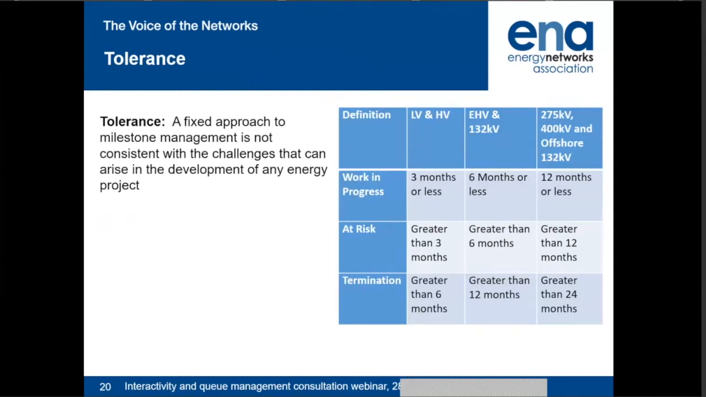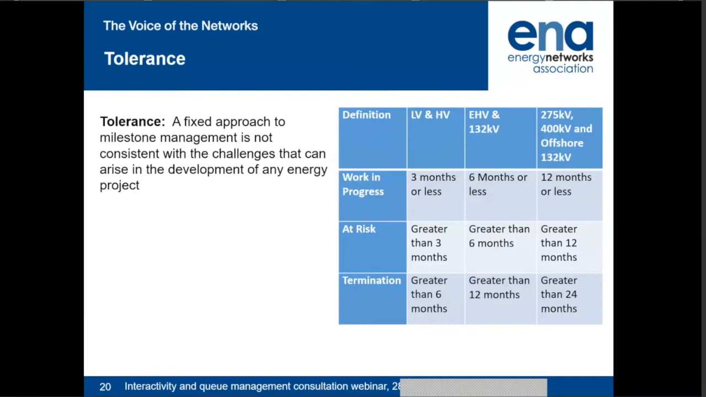On the left-hand corner there, you'll see there are 3 categories of tolerance: work in progress, at risk, and termination. Along the top row, you've got the level of connection from LV and HV customers through to 275, 400 kV, and 132 offshore. Now, looking at the right-hand column for customers connected at 275 and up, what this policy means is that they are allowed to delay on any combination of milestones for up to 12 months, and they will be classified as work in progress.